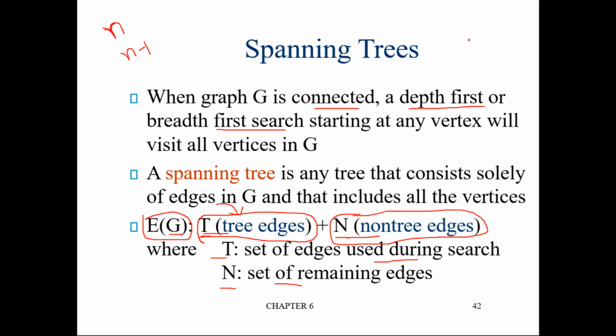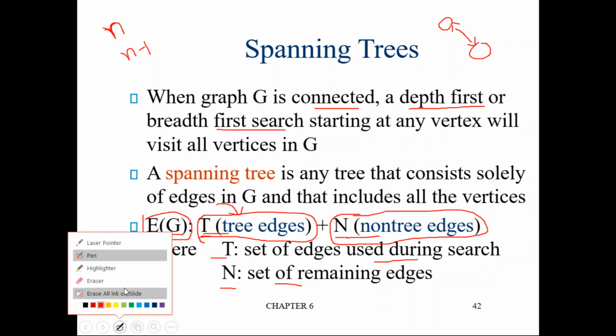Whenever a cycle is getting created, you stop adding the edge. If you are traversing from one vertex to another, check whether adding this edge will create a cycle or not. If it will not create a cycle, then add that edge. Otherwise, don't add that edge. Continue like that until n minus 1 edges have been added.